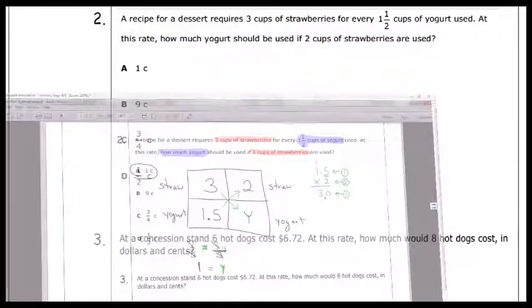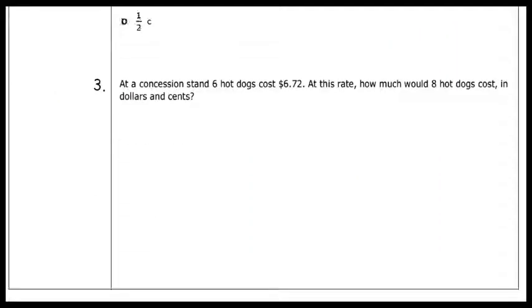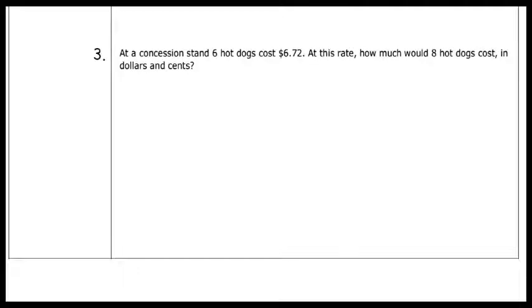Okay, so now the last thing that you have here is the problem number 3, and I'm going to let you do this one. At a concession stand, 6 hot dogs cost $6.72. At this rate, how much would 8 hot dogs cost in dollars and in cents? Good luck with this one.